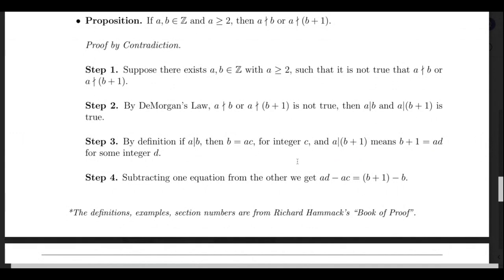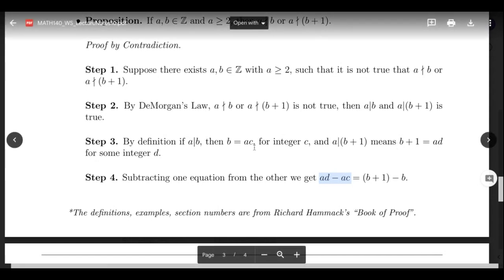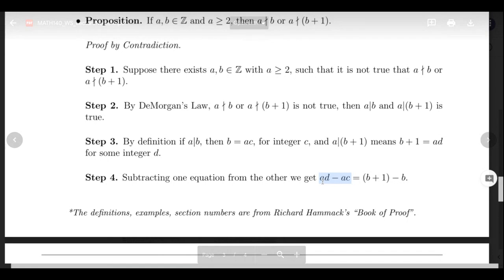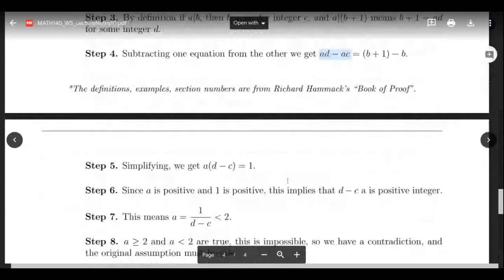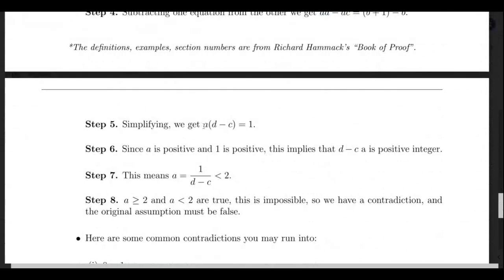Let's subtract AC from AD, right? That means we're subtracting B from B plus 1. So B plus 1 minus B equals 1. So we have AD minus AC equals 1. We'll factor out A. That's A times D minus C equals 1.